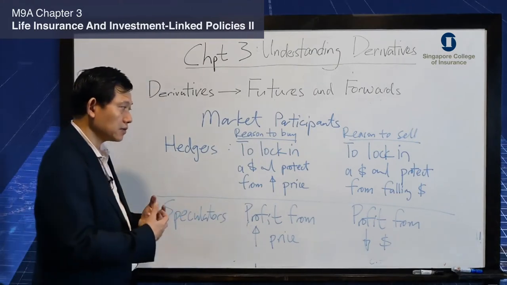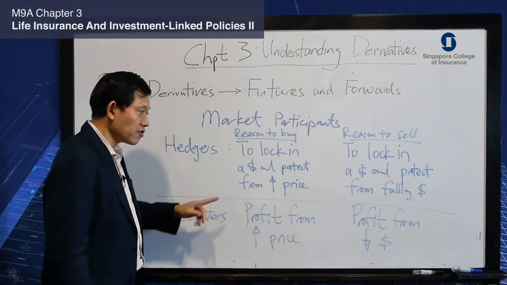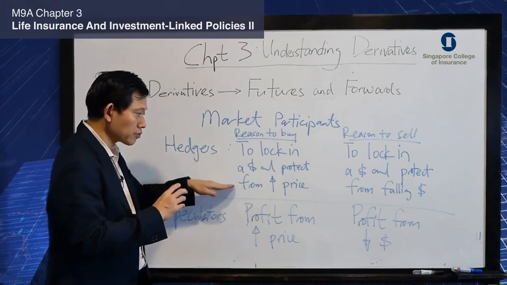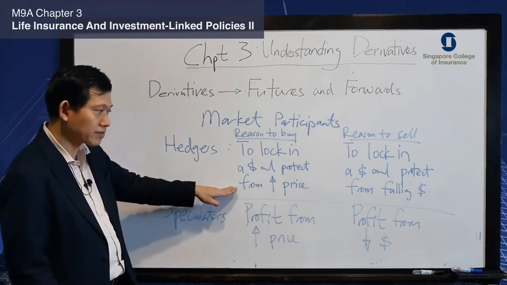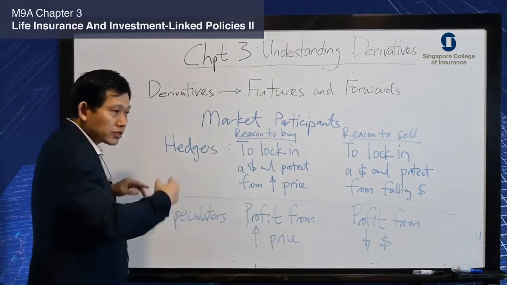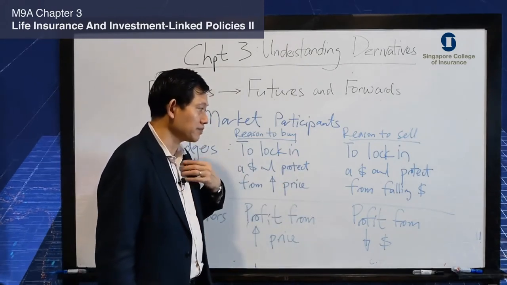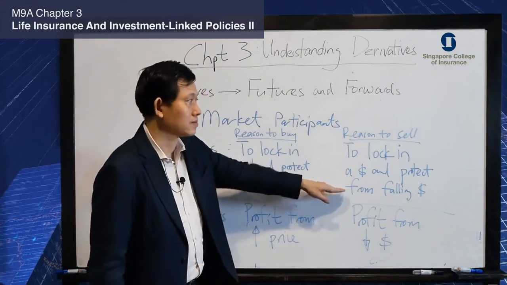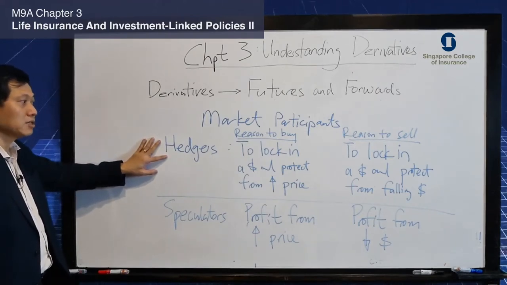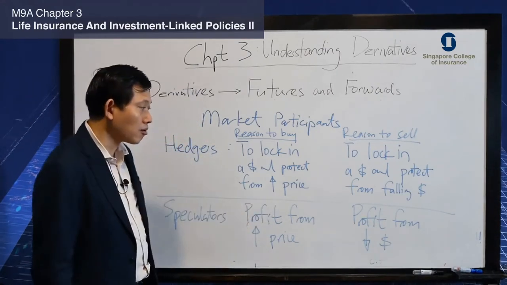You want to purchase shares, and in 3 months' time or 2 months' time, you can lock in a price and protect yourself from the price going up. You lock in the price and protect yourself from a rising price of the underlying assets. Now for a hedger, the reason to sell: you can enter into a futures contract to sell, to lock in a sale price and protect your own interest from a falling price of the underlying asset. Therefore, for hedging, the reasons to buy and the reasons to sell are perfectly legitimate, locking a price and protecting yourself from the uncertainty of rising prices for buying or falling prices for selling.